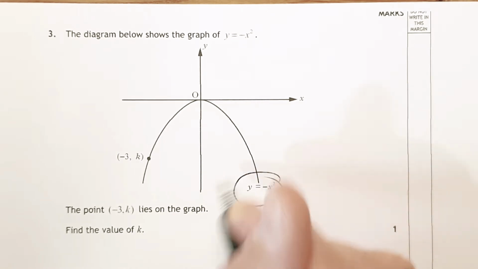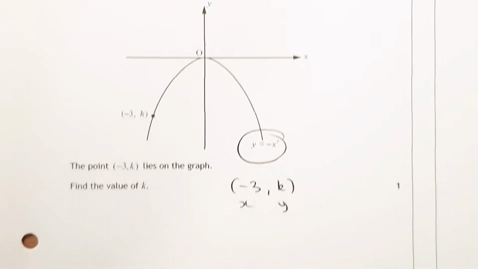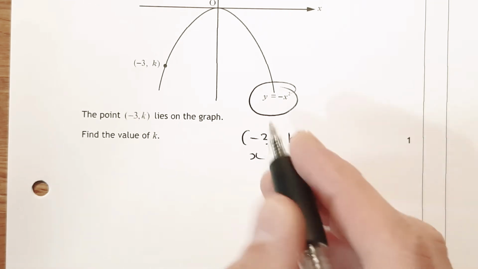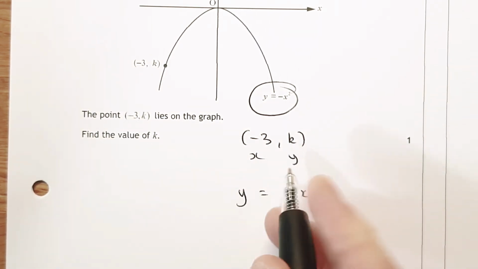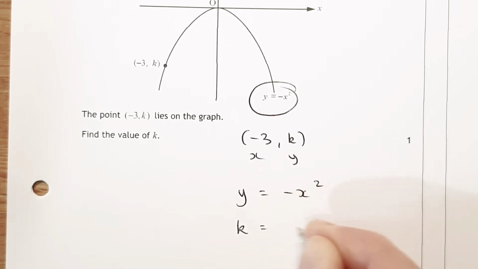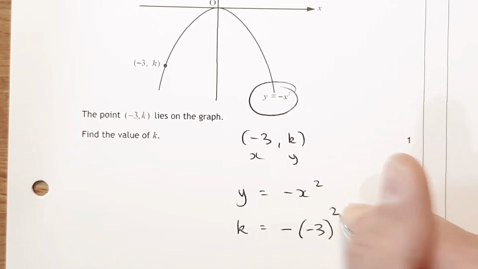And the equation of the parabola is y equals -x squared. So -3, k, that's my x, that's my y. So therefore, subbing it in, y equals -x squared. Well, y is just k, so I'm going to put k down here, equals negative. Now x is -3, so I'm going to put that in a bracket because I'm substituting that in place of the x, and I'm going to square it.